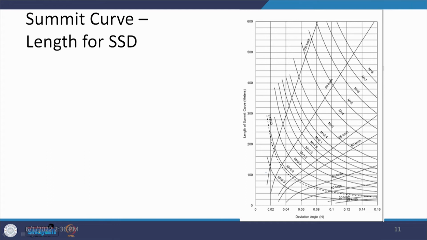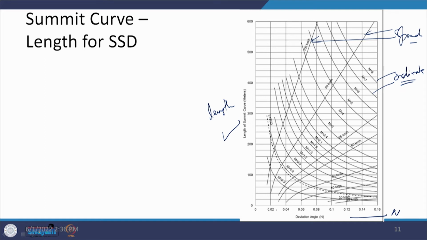The Indian Roads Congress in its guidelines also provides you the curves, and in these curves, on this particular side there is a length, on this side is the deviation angle, and then we have different curves. So, this curve or this curve, they are all related with the speeds, whereas this curve or this curve, they are related with the ordinate values. So, whatever condition you have, on the basis of that you can identify what needs to be done.